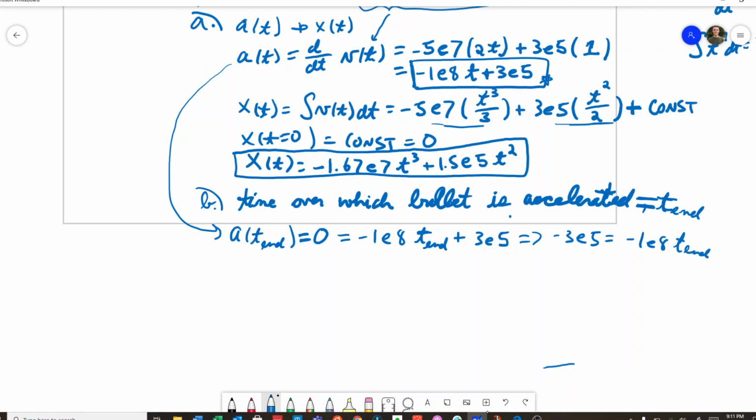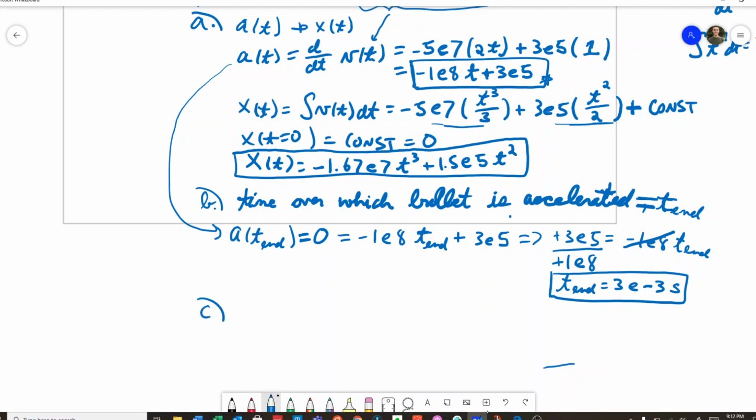If I divide by then 1e minus 1e8 from both sides, that would go away. So those positive signs would cancel each other out, and I would have that t end is 3e minus 3. Right. So t end equals 3e minus 3 seconds. Okay.